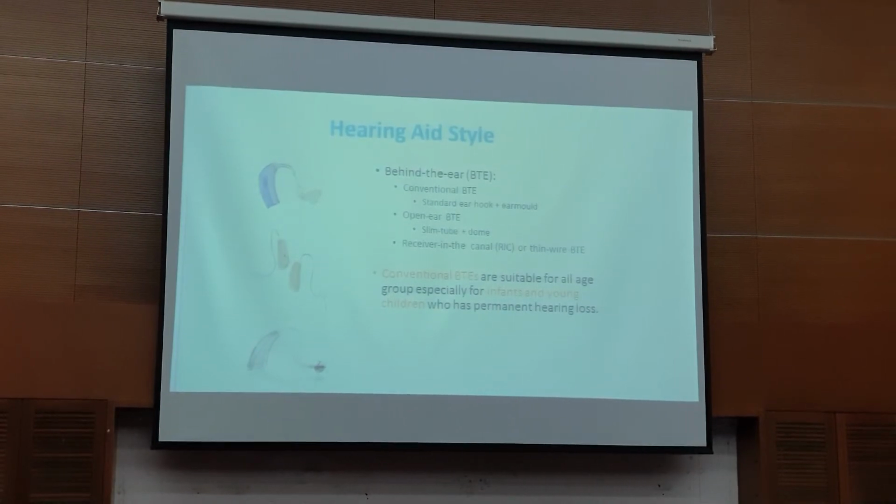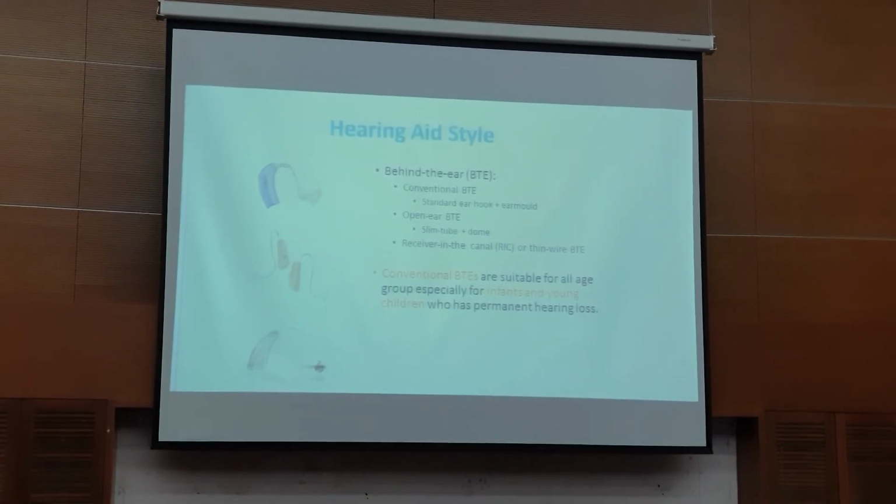These are the different styles we talked about. These are all behind the ear. It's just because of the conventional BTE, as what I showed you. And then the slim tube too, what we call open ear BTE. That's another reason, because they don't use an ear mold. It's just a slim tube, and then there's a dome. This dome you can change based on the severity of the loss. Alright? The severity of the loss.